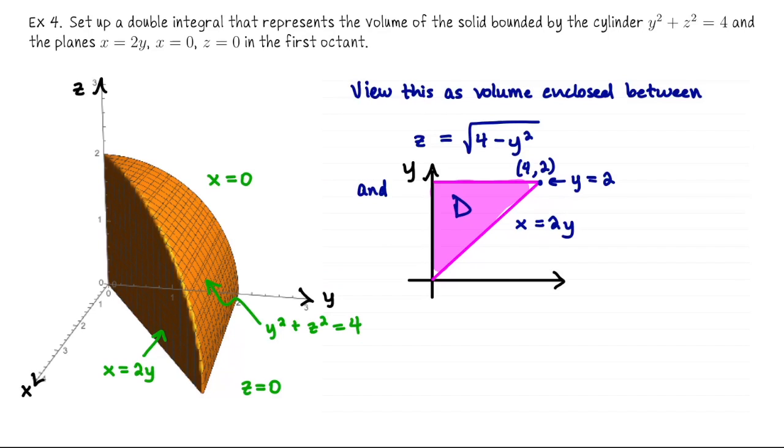This is a type 3 region, so how about we set it up both ways? As a type 1 region, I'm going to say that x is bounded between 0 and 4, and y is bounded between x over 2 and the value 2. The function we're integrating is the square root of 4 minus y squared. And with this ordering, it's going to be dy dx.